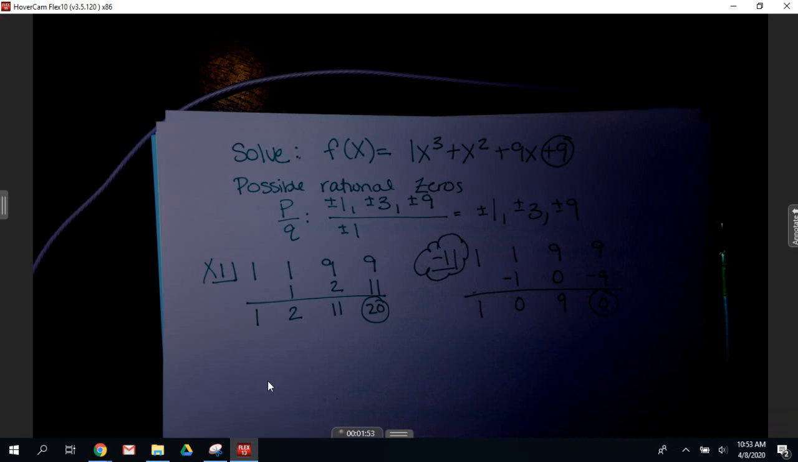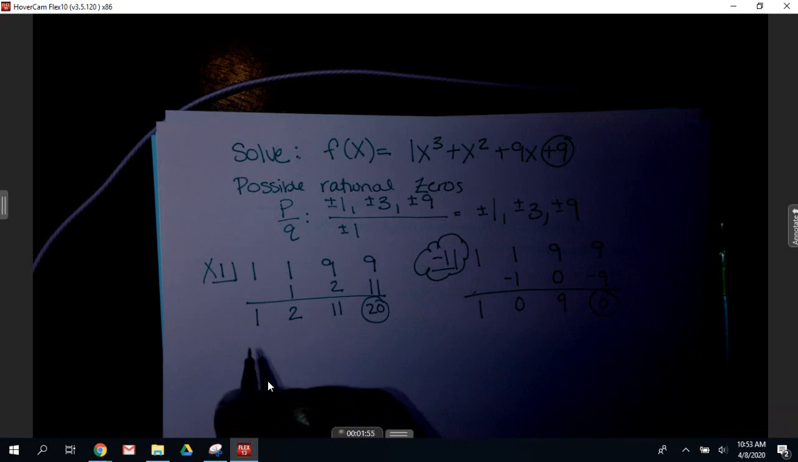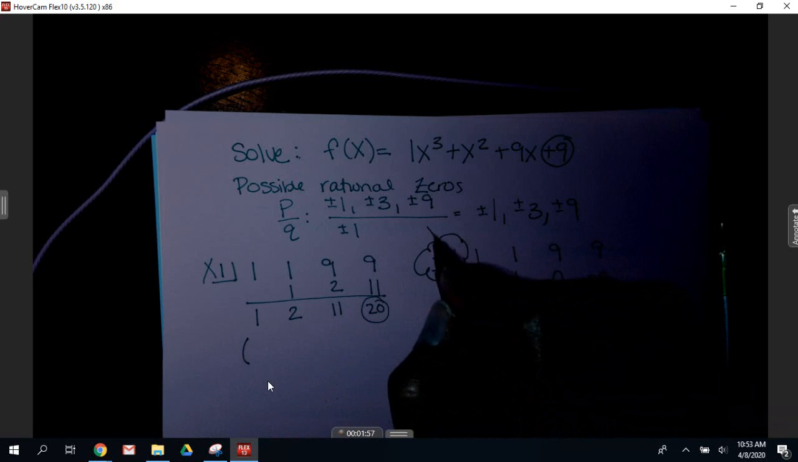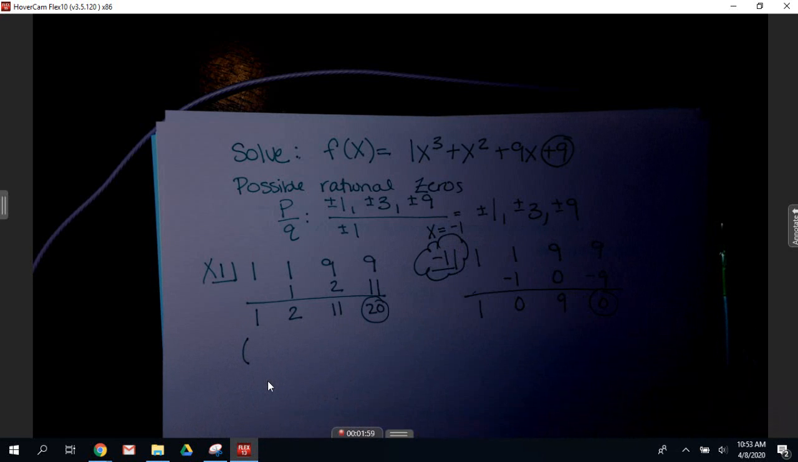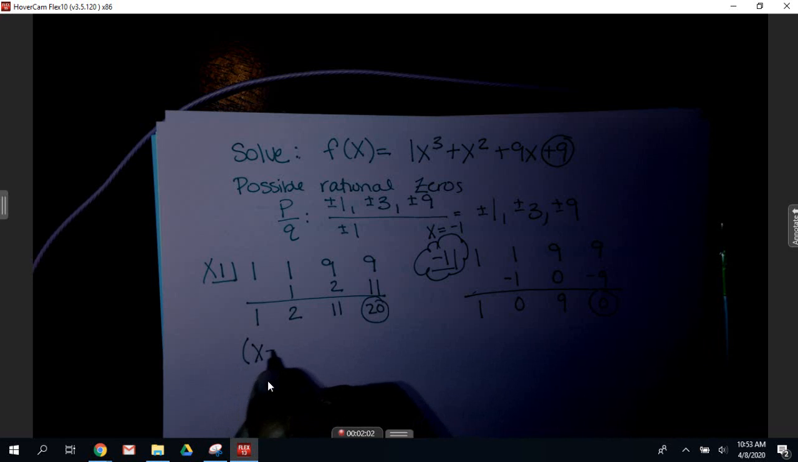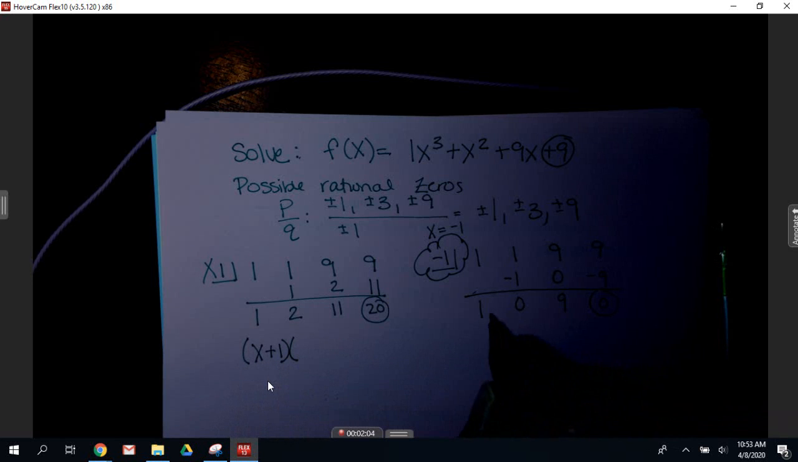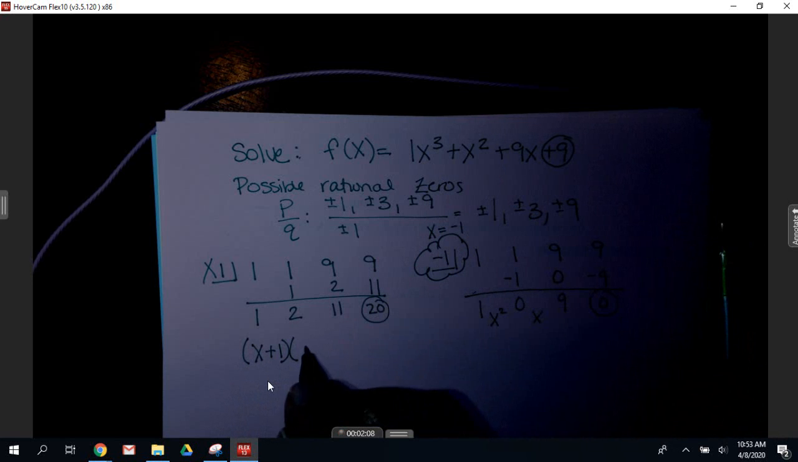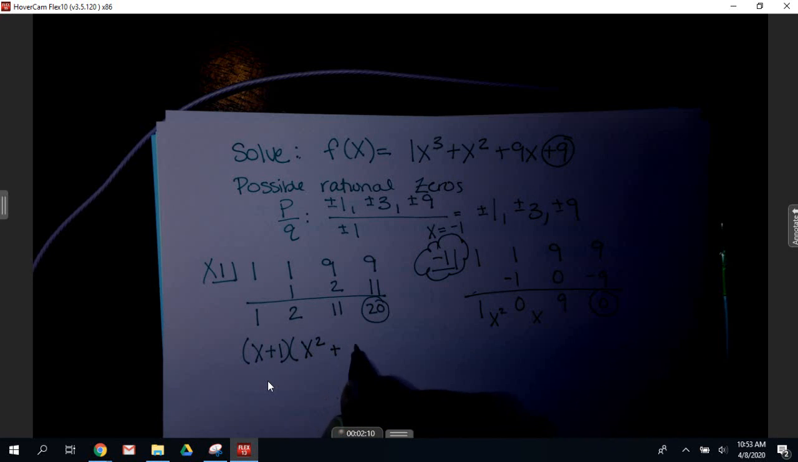But it looks like negative 1 does work. So that means this tells us that x equals negative 1. So this is x cubed, so this is x squared, x, and then our constant, so we have x squared plus 9.